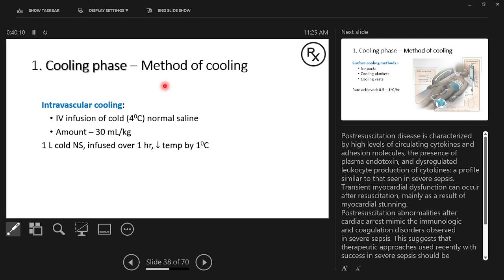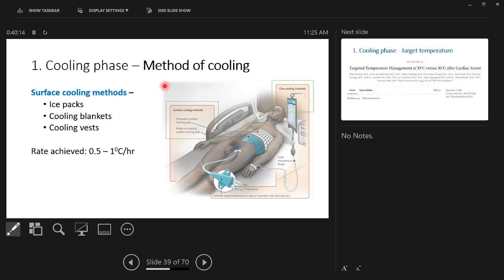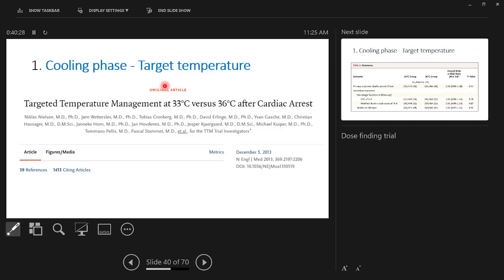We can give 1 liter of cold NS that should be infused over 1 hour, and it should decrease the temperature by 1 degree Celsius. Then what are the other methods we can use? We can use ice packs, cooling blankets, and a cooling vest. And the rate we have to achieve is that we should cool the patient at 0.5 to 1 degree Celsius per hour.